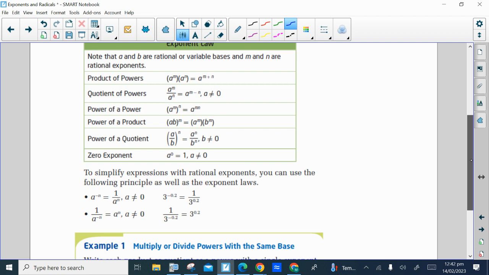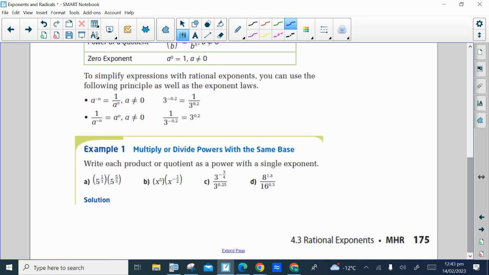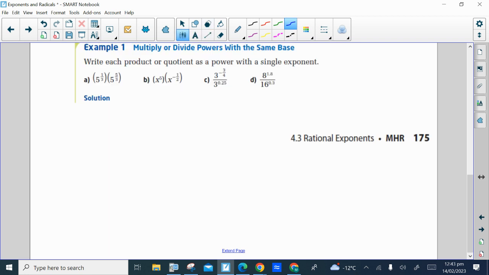So, we're going to be using the same laws that we have before, but now we're going to be dealing with rational exponents. And you may be asked to evaluate, you may just be asked to simplify, which is what we're doing for this first set of examples. Write each product or quotient as a power with a single exponent. Question A, you're multiplying powers with the same base. The law says you add the exponents and keep the base the same. The two exponents are 1/3 and 5/3.